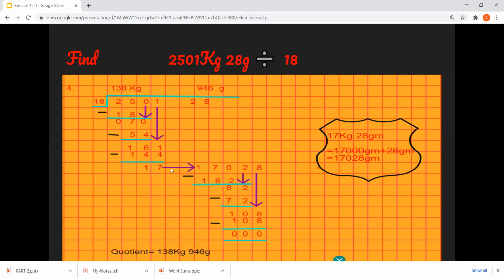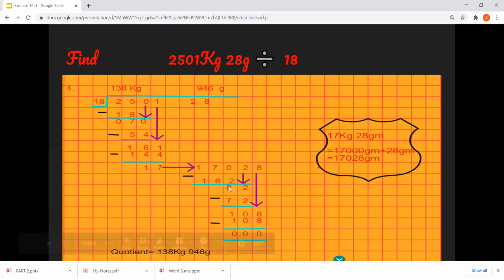So now is the time to convert 17 kilograms into grams. We are having 17 kilograms and 28 grams. In 1 kilogram, there are 1000 grams. So 17 kilograms are equal to 17,000 grams, and plus 28 grams we already have. So in total we are having 17,028 grams. Now we will divide it by 18.